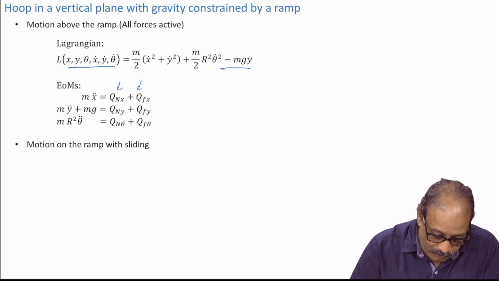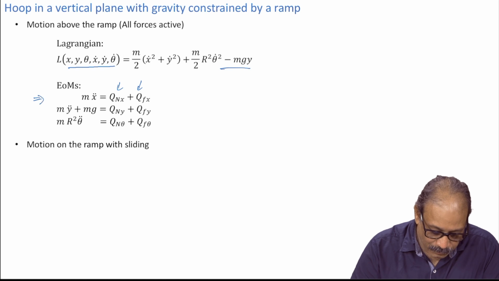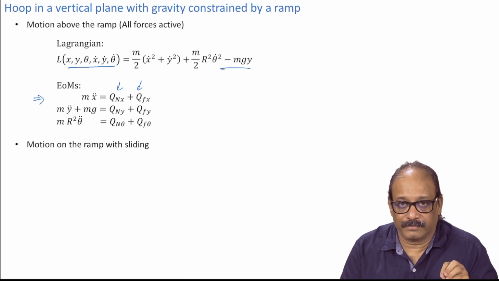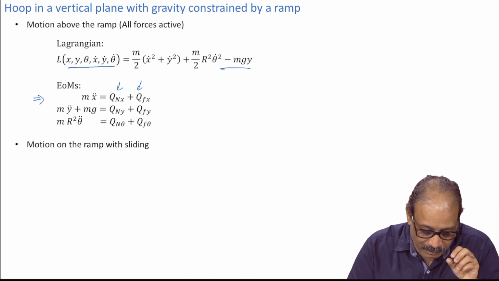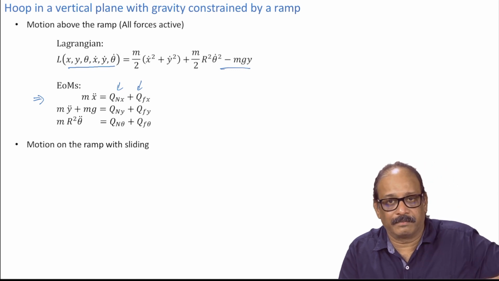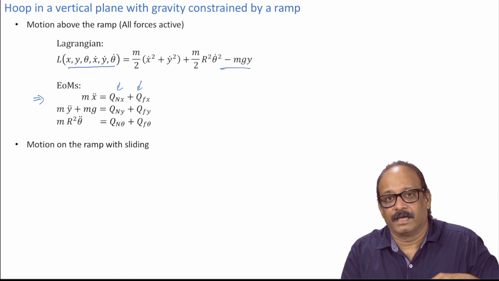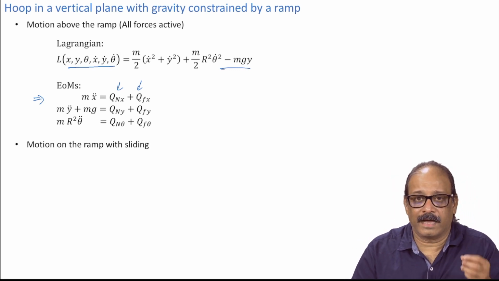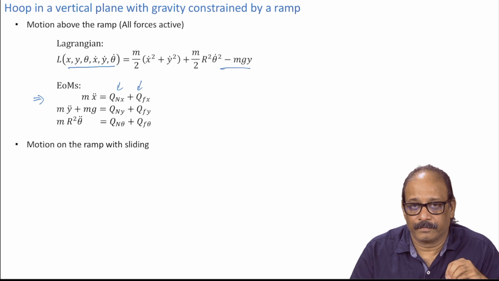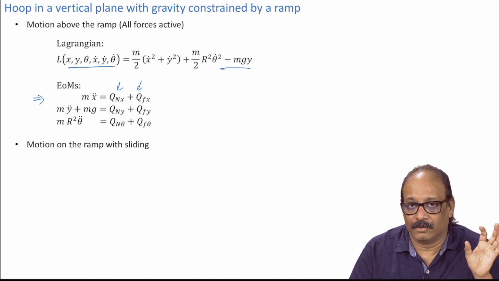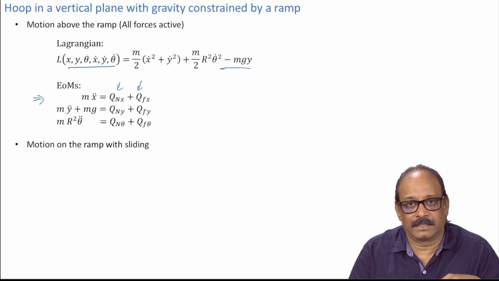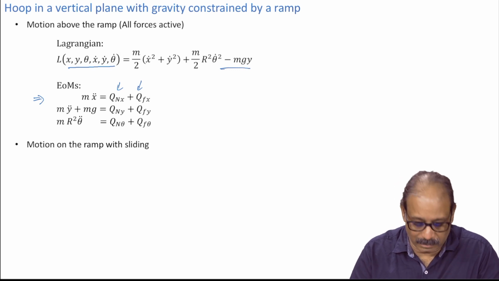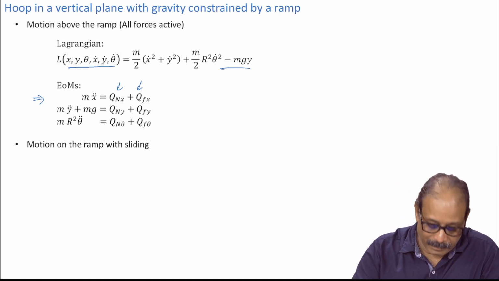Okay. So, the three equations of motion would come from the Lagrange's equations. Mx double dot will be equal to Qnx plus Qfx. Remember, we have calculated all these components in the previous section, and also remember that these forces are actually 0 when the hoop is in the air, and these forces are non-zero only if the hoop touches the ground. So, the hoop touches the ramp.